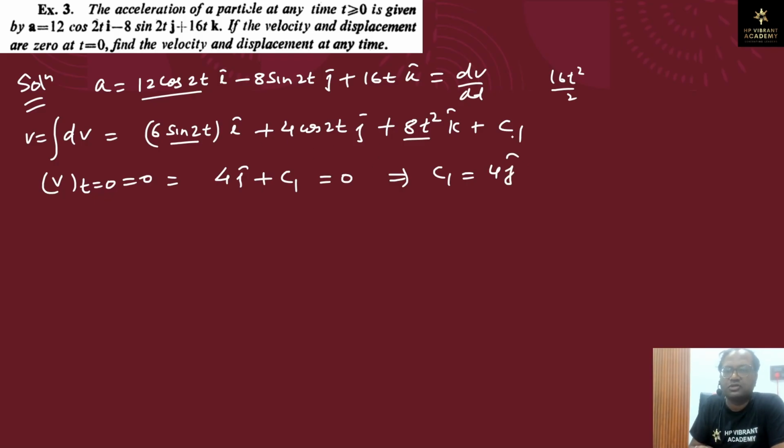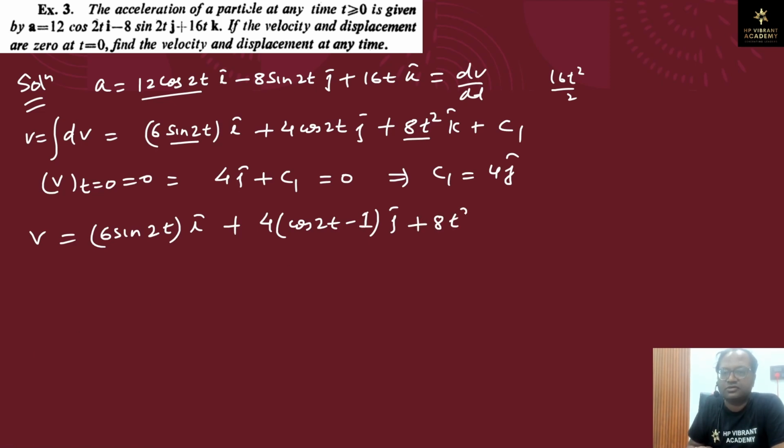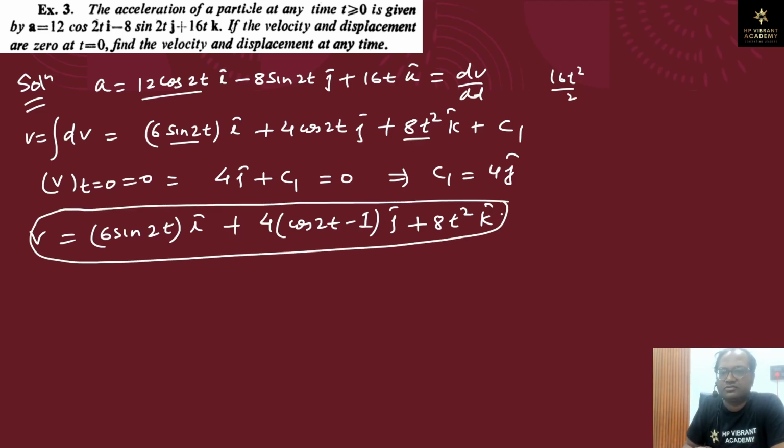Okay, so let us put c1 is equal to minus 4 j cap in this. So we have v is equal to 6 sin 2t i cap plus 4 cos 2t j cap minus 4 j cap. So this will get combined to j cap. So this is 4 times of cos 2t minus 1, j cap plus 8t square k cap. Okay, so this is the velocity at time t.